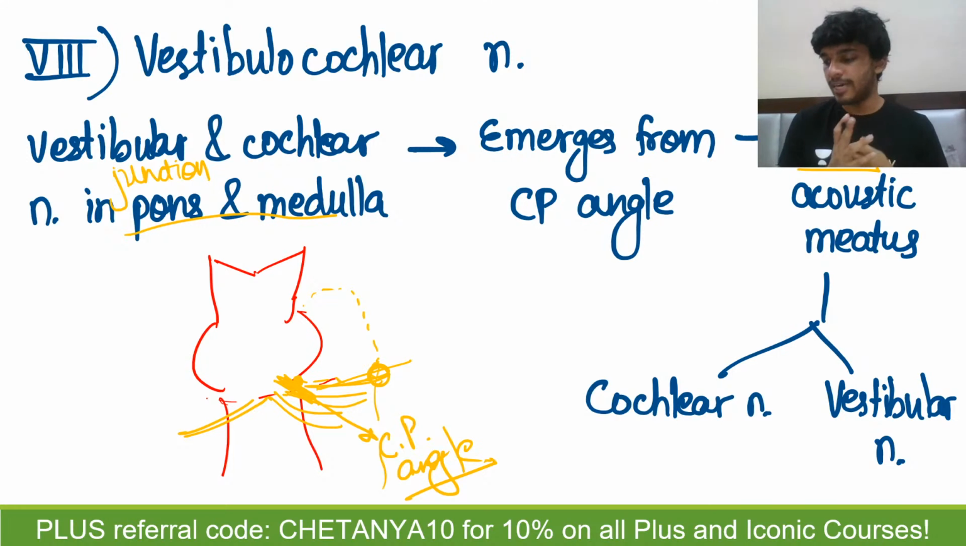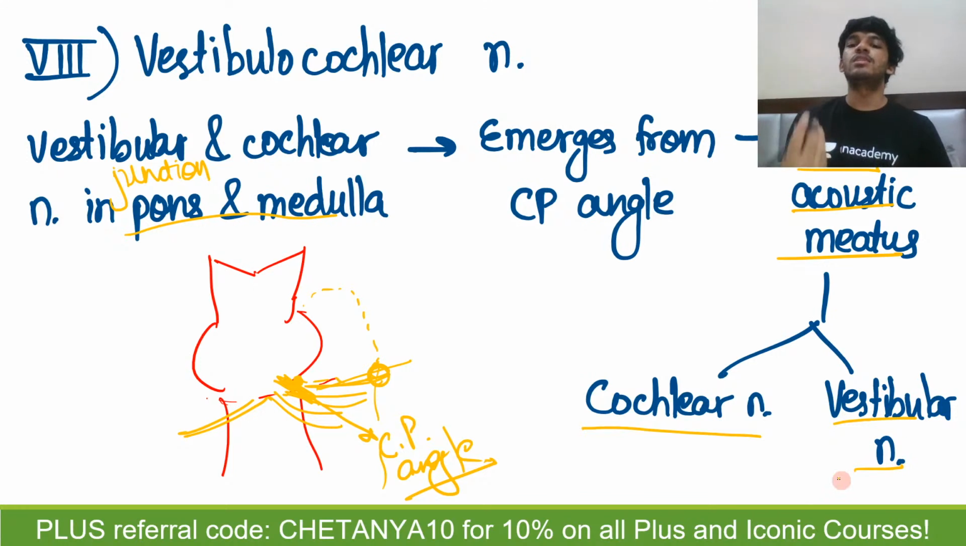along with the facial nerve, right? So remember I told you a mnemonic for this arrangement. Then it enters the internal acoustic meatus and it divides into two branches, the cochlear nerve and the vestibular nerve. The vestibular nerve will further divide into the superior vestibular and inferior vestibular after the vestibular ganglion.